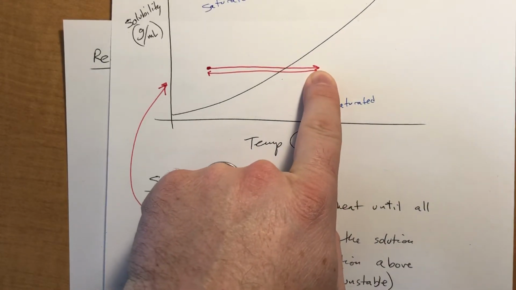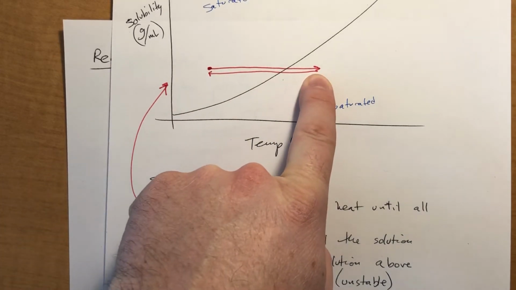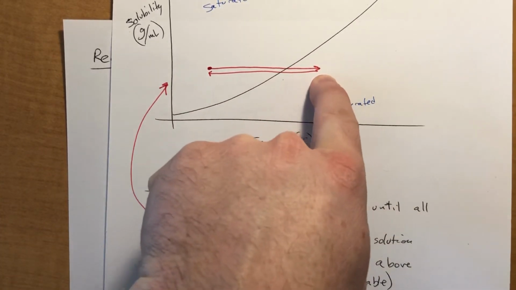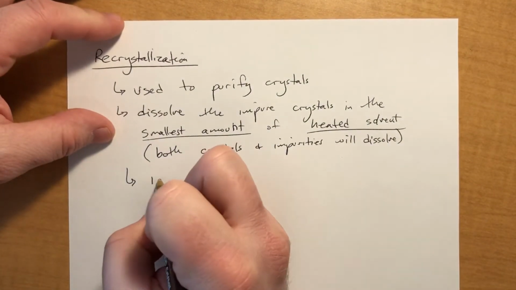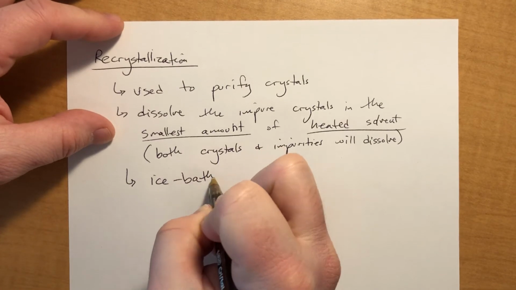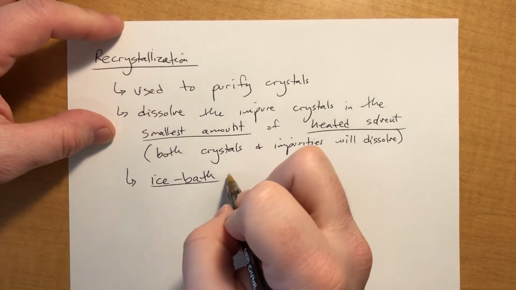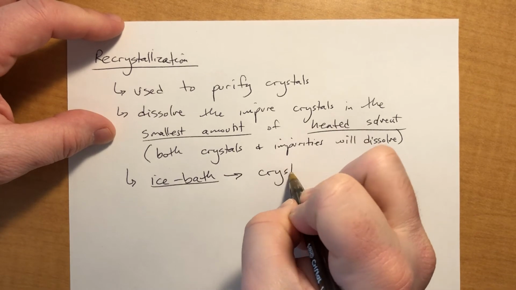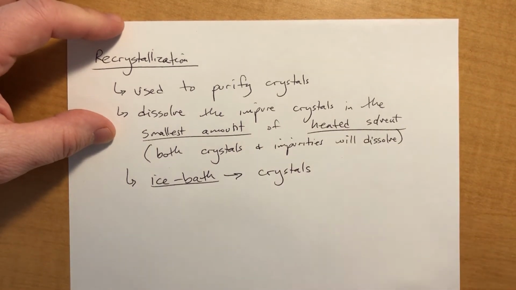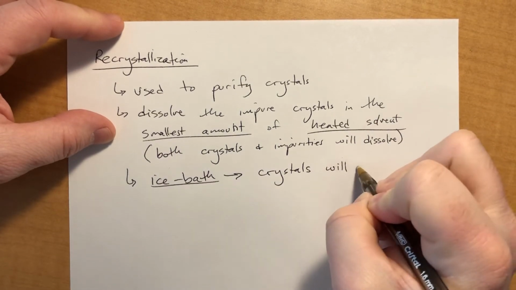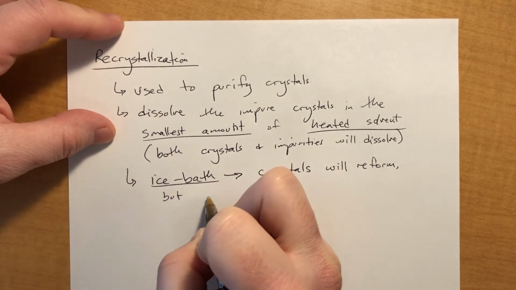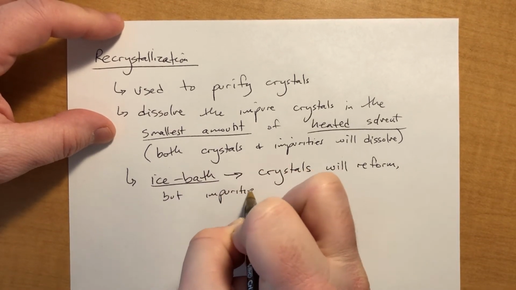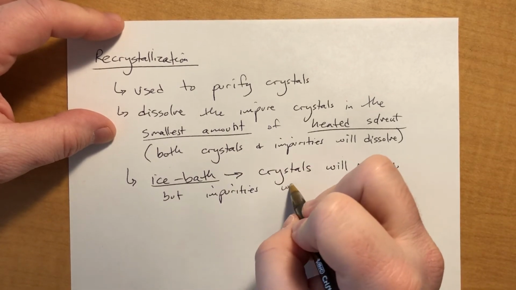So what happens is you essentially heat this up, hope that the impurities stay dissolved, and then cool it back down. And you want to do it rapidly this time, so you put it in an ice bath. An ice bath is literally just water with ice in it. And what happens is the purified crystals will reform, but the impurities will stay dissolved. I'm trying to write this up here. Hold on. But impurities will stay dissolved.